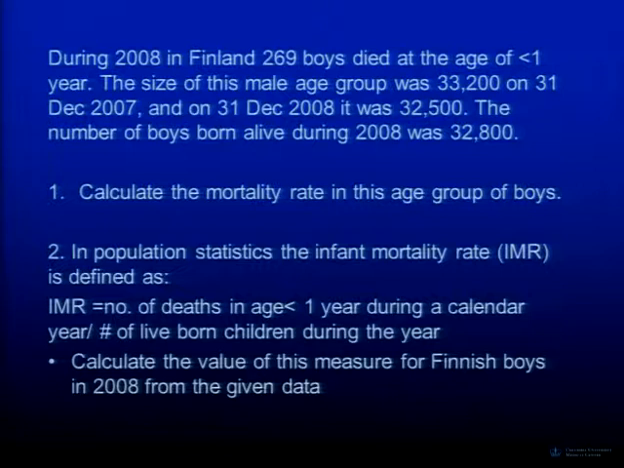We can also look at something called the infant mortality rate. And this is the number of deaths in those less than a year during a calendar year divided by the number of live born children during the year. So what would this measure be for this population? What's your numerator? It's still 269, but now what are we dividing by? Right, 32,800, the number of live births during that period. Does everyone see where each of those numbers came from?